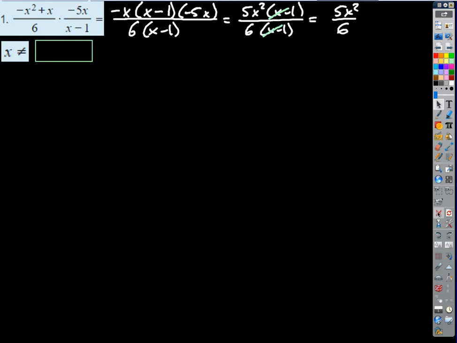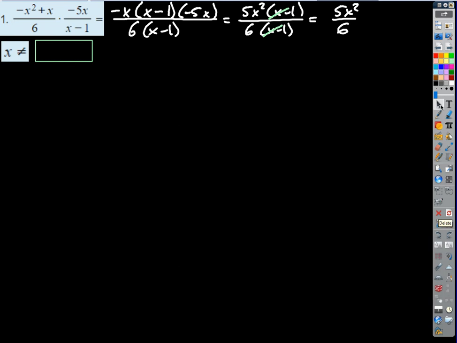And then if I combine, I've got a monomial here and a monomial there. So -x times -5x gives me positive 5x squared, right? And then we can see that the x minus 1s are common factors, so those cancel. And so my final answer is just 5x squared over 6, right? All I'm doing there is just factoring everything out and canceling like factors.